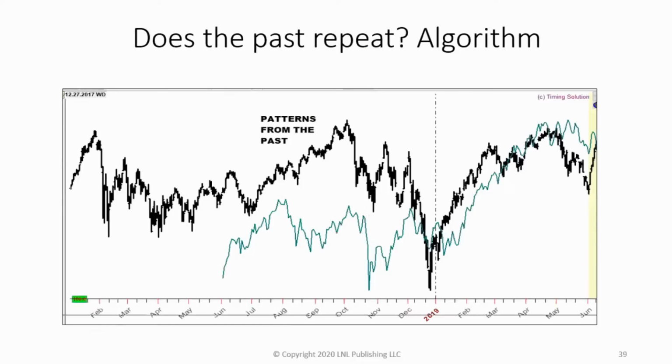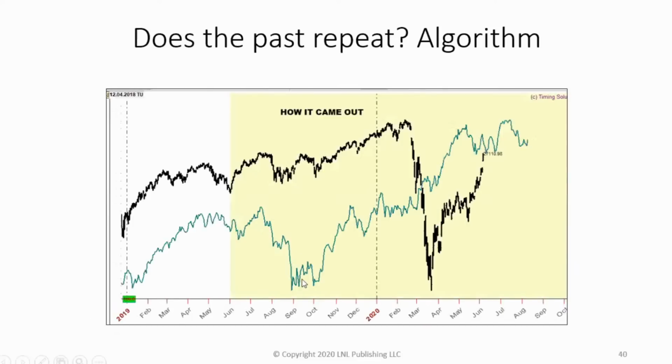So another way of looking at all this is the algorithms. Paul Tudor Jones, 1929 was like 1987. So here's an algorithm from the past. This is the 2019 big market slide, and this was the year that best matched from the past. Pretty good. Buy point here, big slide, come down, and then the market came up like that. So it looks like there's an algorithm from the past, and this is how it held up.